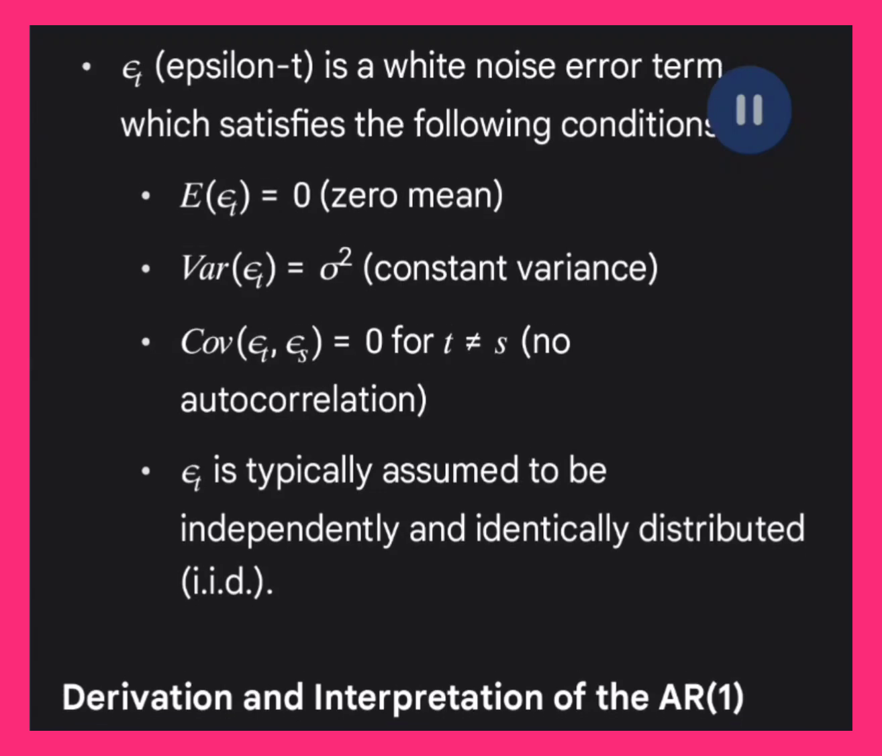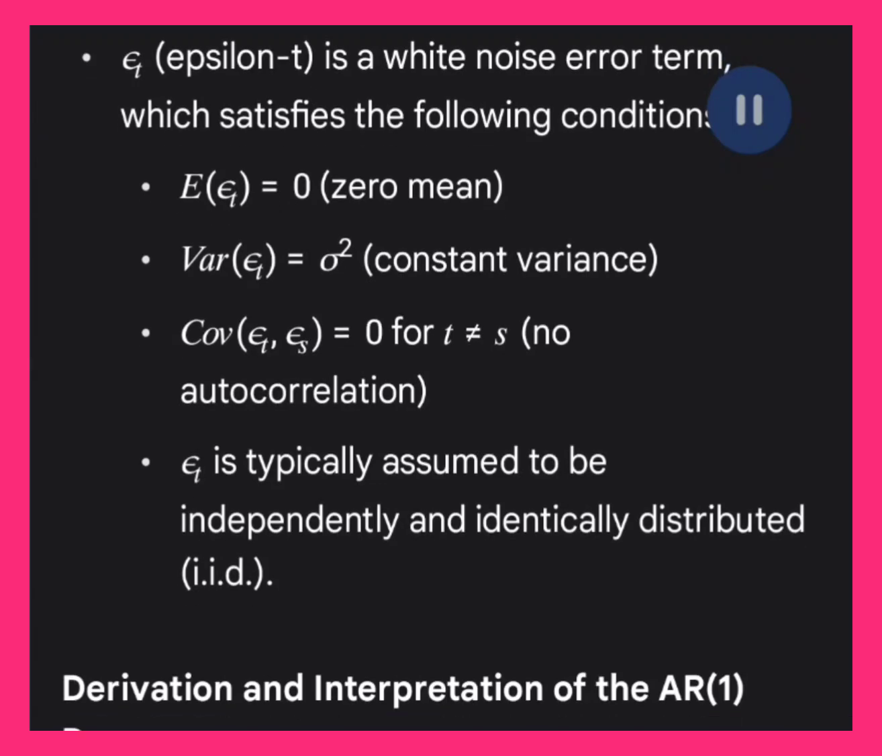E(epsilon_t) = 0, zero mean. Var(epsilon_t) = sigma squared, constant variance. Cov(epsilon_t, epsilon_s) = 0 for t not equal to s, no autocorrelation. Epsilon_t is typically assumed to be independently and identically distributed, IID.